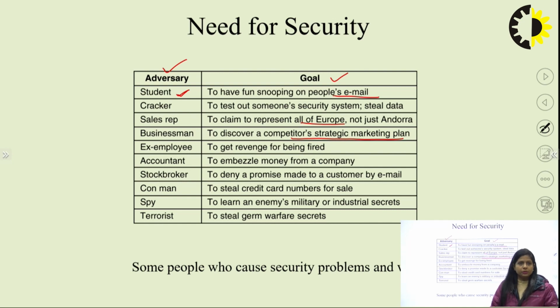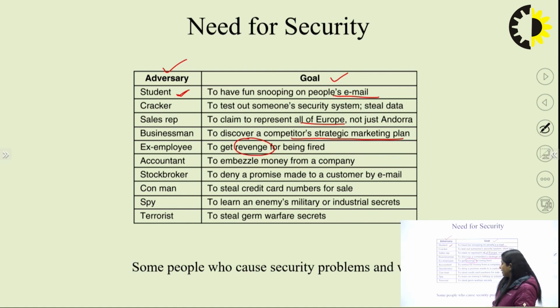Few of the ex-employees could be there. What could be the goal for those employees? To get revenge for being fired. If someone got fired, then that person, with the intention to cause harm to the organization or to take revenge for being fired, can do this, right? Accountant, to embezzle money from a company. Stockbroker, conman, spy, terrorist, and many more are there.